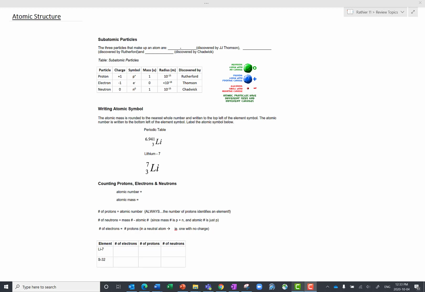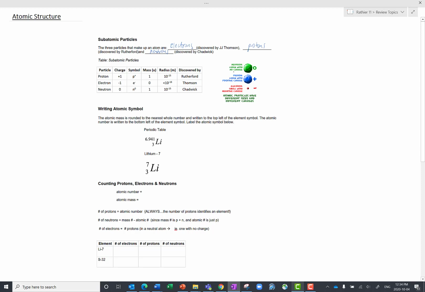In this lesson, we're going to look at how to count the subatomic particles in an atom. The three subatomic particles that make up an atom are the electrons, the protons, and the neutrons. Let's start with a review of these three subatomic particles in terms of their different properties, like their charge and their location. So the protons are positively charged, the electrons are negatively charged, and the neutrons have no charge.